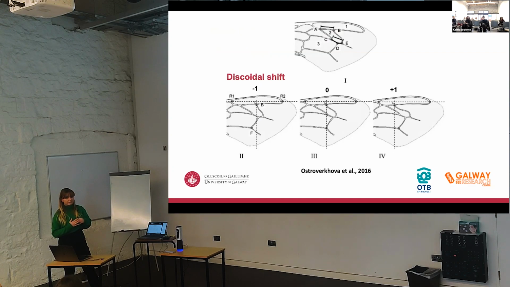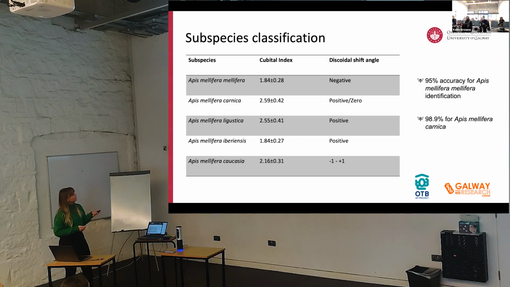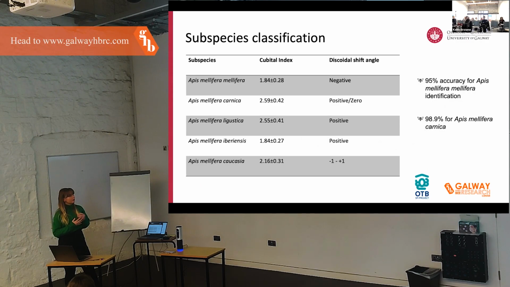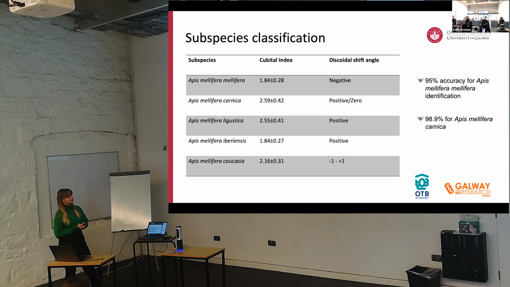This degree of offset is known as the D angle, and the D angle can be positive, negative, or 0 depending on the subspecies of Apis mellifera that we're focusing on. Here we have all the M and C lineage subspecies with their cubital index and discoidal shift values. You can see there's a degree of overlap between all these cubital index values, but it's the relationship between the cubital index and the discoidal shift angle that provides a happy median for subspecies identification. Using these 2 parameters, DeepWings achieves a correct identification of Apis mellifera mellifera 95% of the time, and this increases to 98.9% when looking at Apis mellifera carnica.